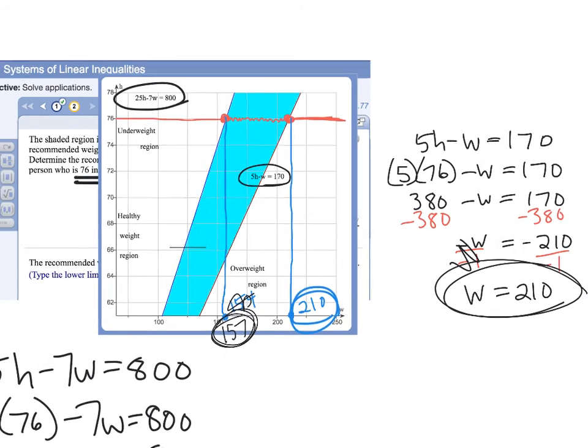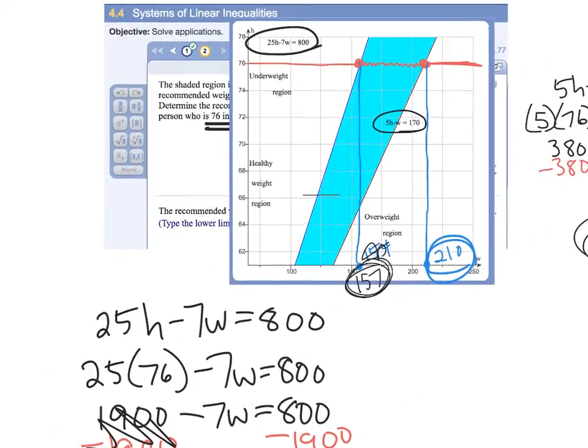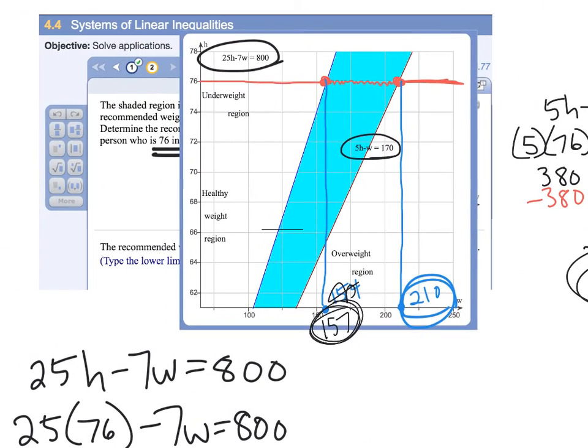And so that is your minimum and maximum weight for a person that is 76 inches tall. The minimum weight is 157, and the maximum weight is 210.